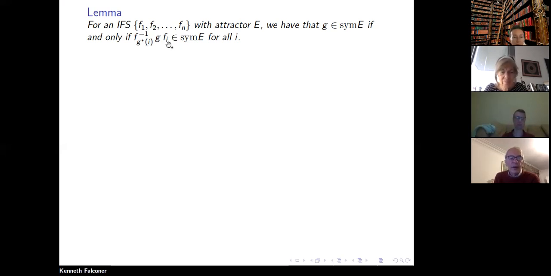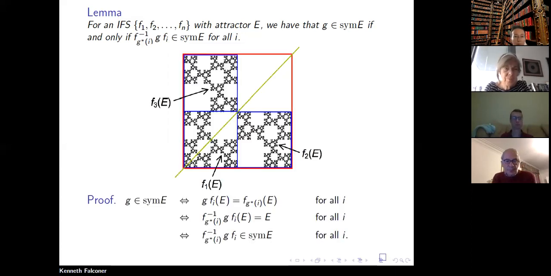So G star I is the transformation on the subdomains, or the indexes of the subdomains, that I've just mentioned. So that is a characterization: given the iterated function system, by doing this check, we can find whether we've got a symmetry G. To prove this, again, it helps if we look at a picture, but it's a straightforward proof.